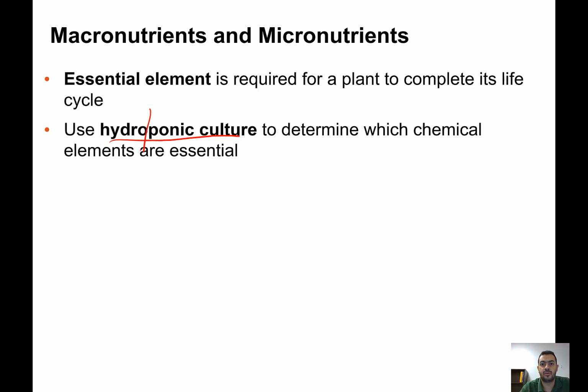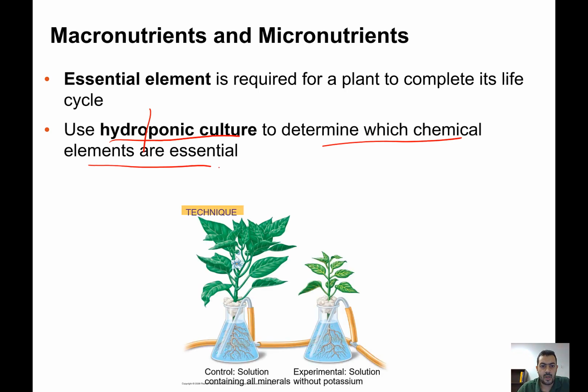Why do we do this? To determine which chemical element is essential or not. And why is that? Because the soil is a very complex environment. It contains many nutrients. It is difficult to control. So it has been replaced with this hydroponic culture.